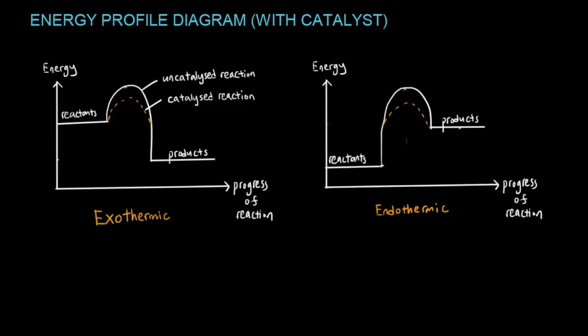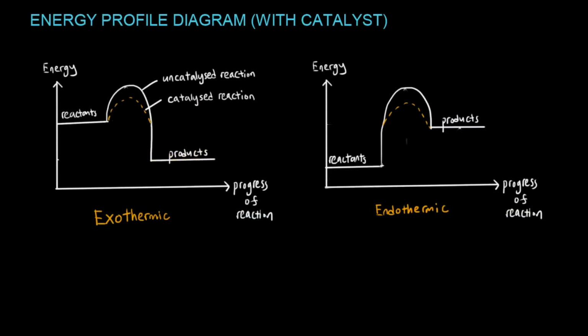What do I mean? Remember, I have to climb this mountain from reactant to product, the white line. I have to climb all the way up here and then go down to my product. That will take very long, right? For example, it will take maybe, say, 1 hour for this reaction to complete.